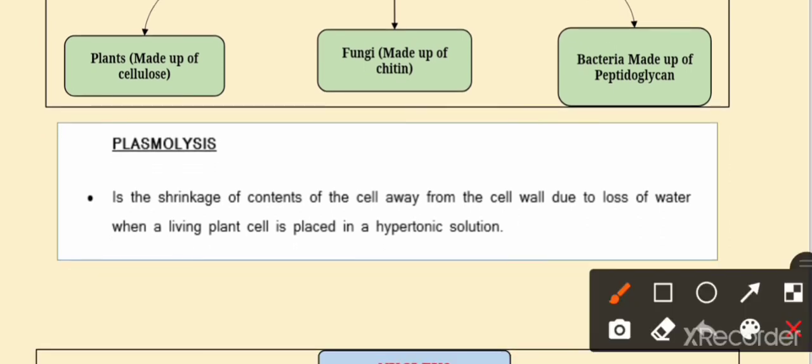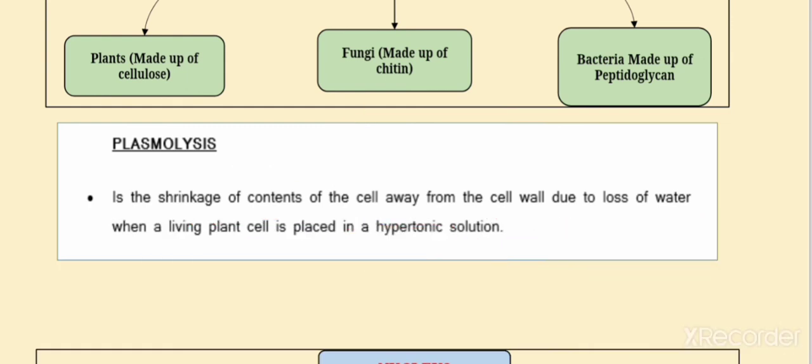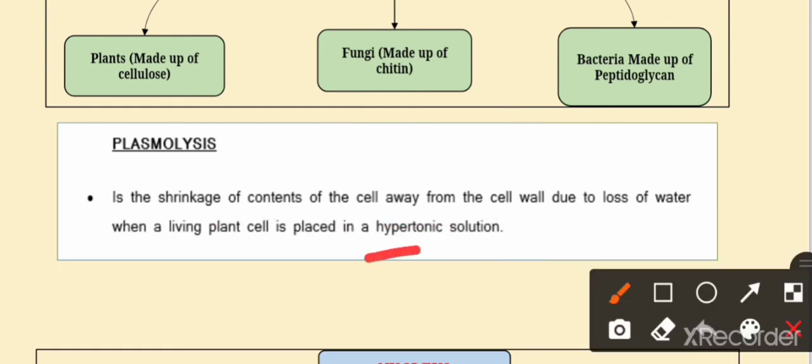Now what do you mean by plasmolysis? Plasmolysis का मीनिंग क्या होता है बेटा कि the shrinkage of content of the cell away from the cell wall due to the loss of water. Means if any solution is hypertonic and water goes out from the cell, सेल से अगर पानी बाहर जा रहा है तो दिस प्रोसेस इज नोन एज प्लाज्मोलिसिस. सो हाइपोटोनिक सॉल्यूशन में क्या होता है, वाटर का रिमूवल होता है, लॉस होता है. सो दिस लॉस ऑफ वाटर इज ऑल्सो नोन एज प्लाज्मोलिसिस.